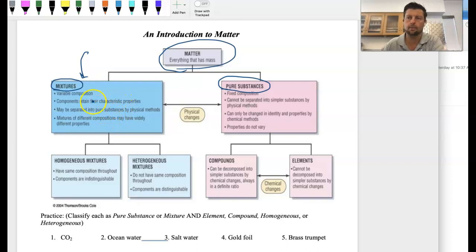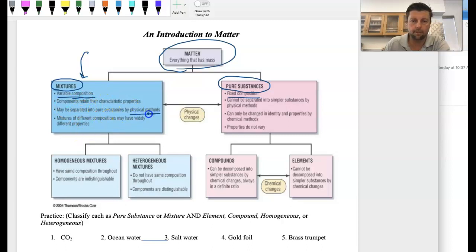A couple key terms that are good to keep in mind: mixtures have a variable composition, which means that the ingredients can vary. One example we could use would be noodle soup. It might have a different amount of noodles and water and spices, but still be noodle soup. And pure substances have a fixed composition, so they have a fixed ratio of particles, whether they're elements or compounds.